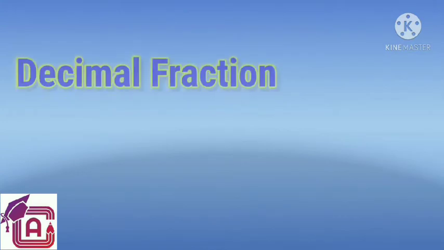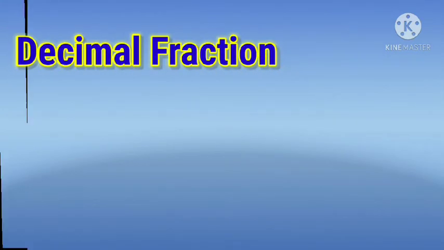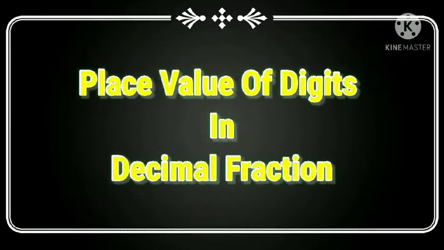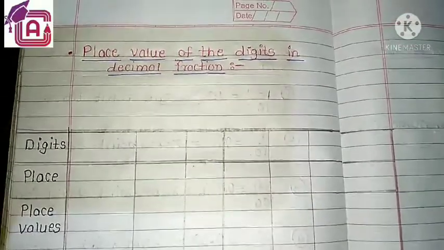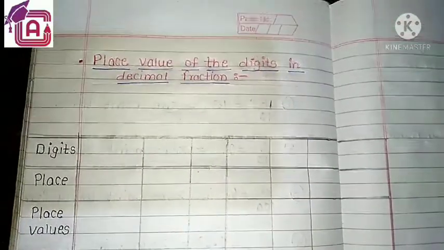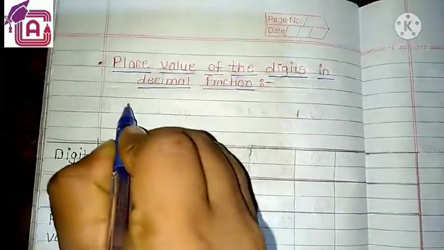Today we are looking at the next part of decimal fractions in standard fifth, that is, how to identify the place value of a digit in a decimal fraction. To learn the place values of the digits in a decimal fraction, I am taking one example. Look here, I am taking one number.